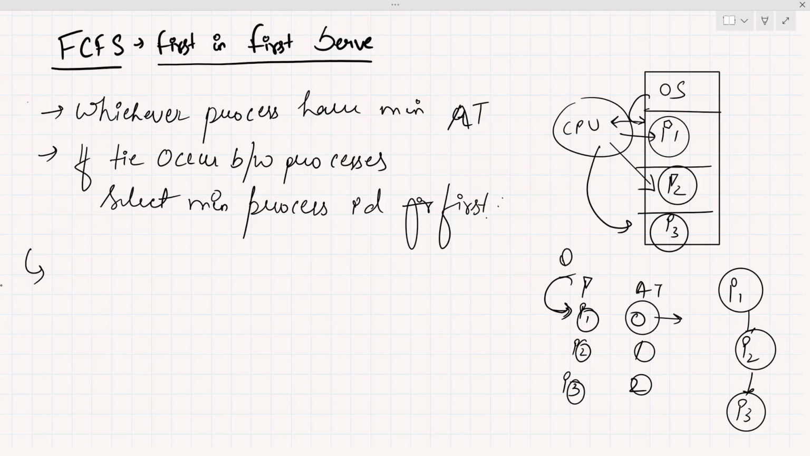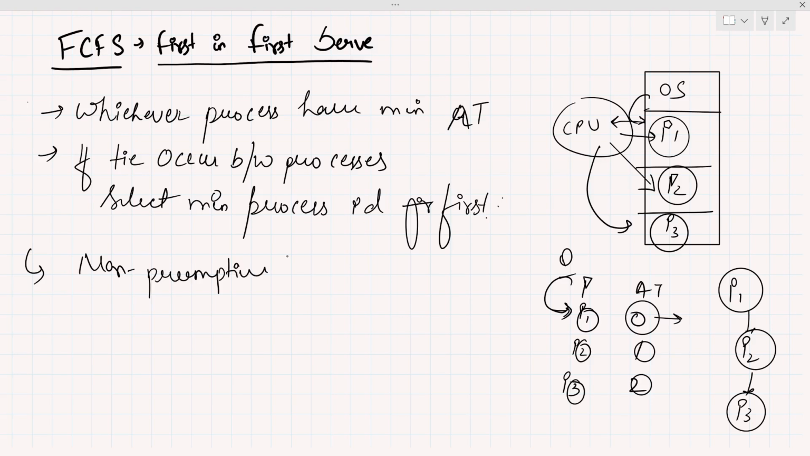And preemptive means that if a process is running in the CPU and a high priority process comes, then what does the operating system do? The operating system snatches the CPU from the running process and puts that process in the ready queue. This is what happens in the preemptive case, and FCFS is a non-preemptive algorithm.